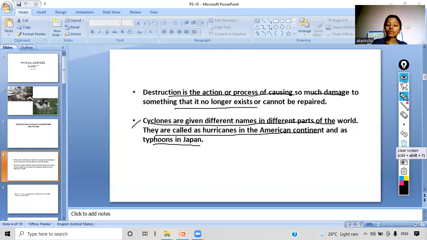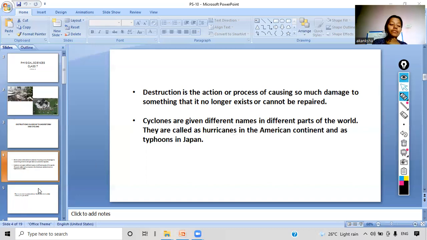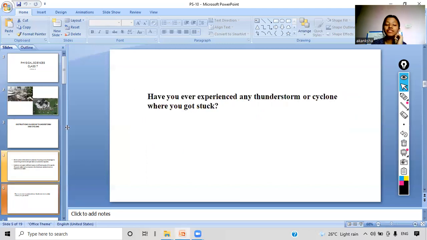Okay, so now we will move ahead and see one curiosity question. Have you ever experienced any thunderstorm or cyclone where you got stuck? Now you have to share your personal experiences in the chat box. I will give you 5 seconds and after that we will discuss, right? Till then I will drink water, and you can think of any incident and write it in the chat box, and then we will discuss.